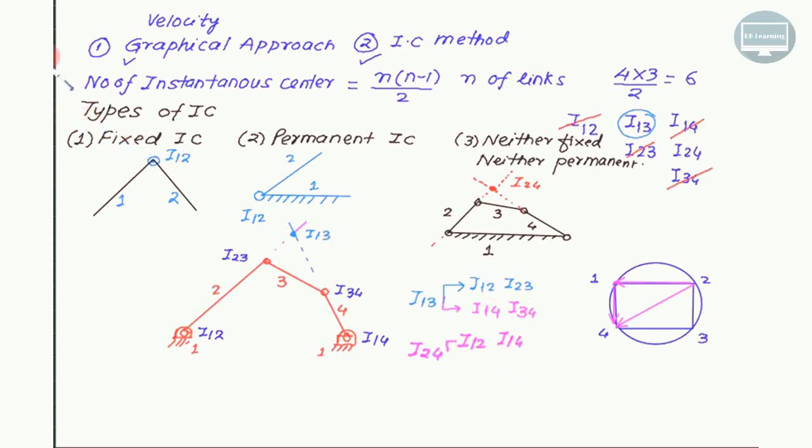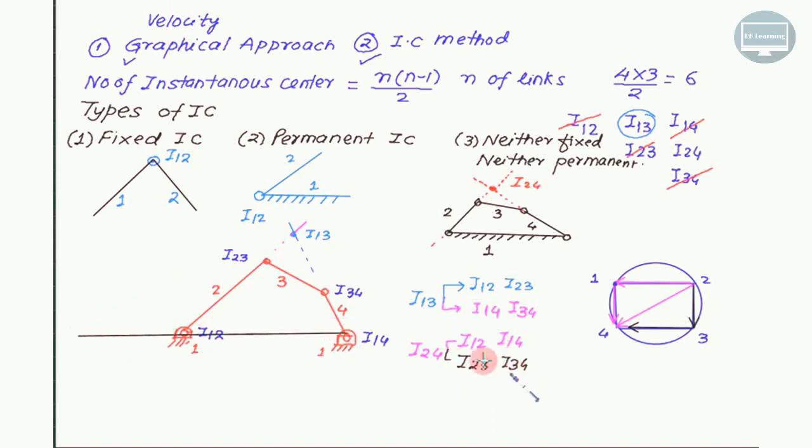Can you approach this point from another path also? That is, this time it is this one and this one. So this time you take I23 and I34. Now I12, I14. Join these two points and draw one imaginary line.